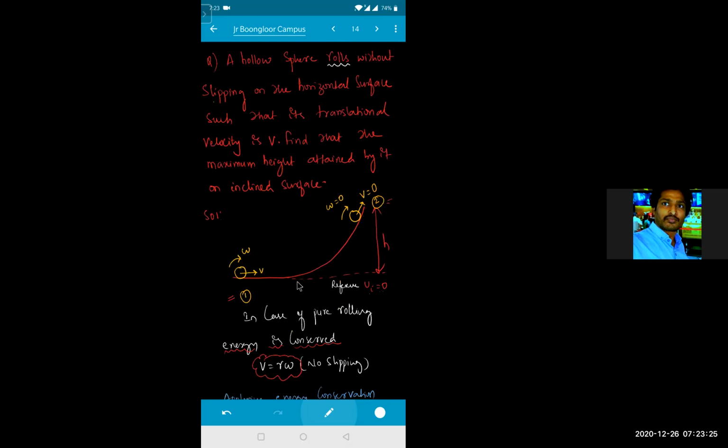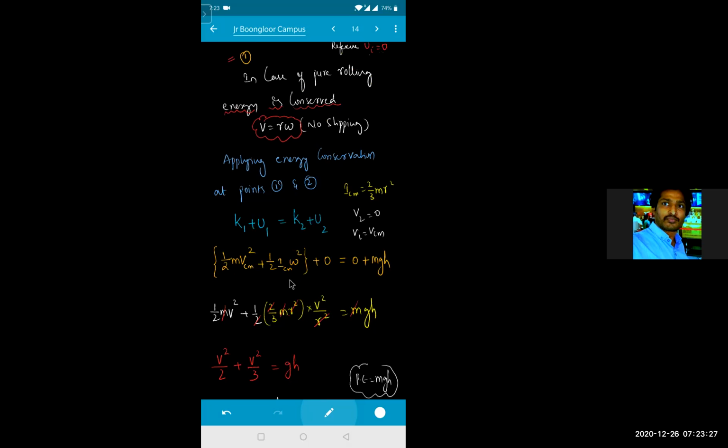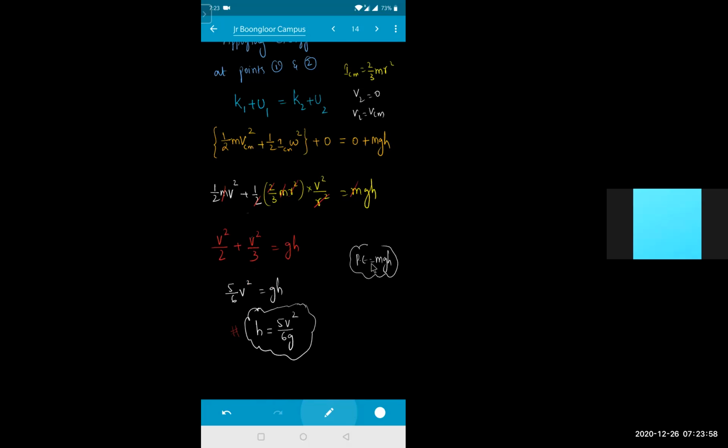Now, what type of body is rolling? A hollow sphere. For a hollow sphere, the moment of inertia is 2 by 3 m r square. So I have written half into m VCM is V, plus half into ICM, which is 2 by 3 m r square, into omega square, which is V square by r square. That equals mg into h. The mass gets cancelled. So this is V square by 2 plus V square by 3. The r and r square also get cancelled. So it is V square by 3 equals g into h. Now V square by 2 plus V square by 3, if I simplify it, is 5 by 6 into V square.